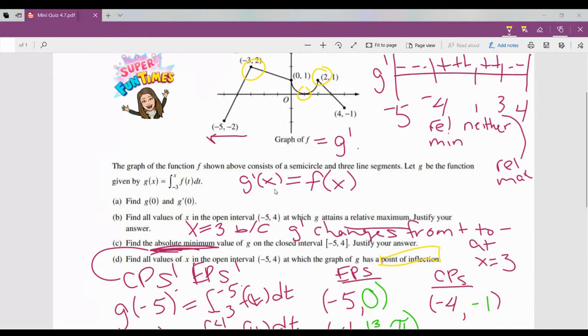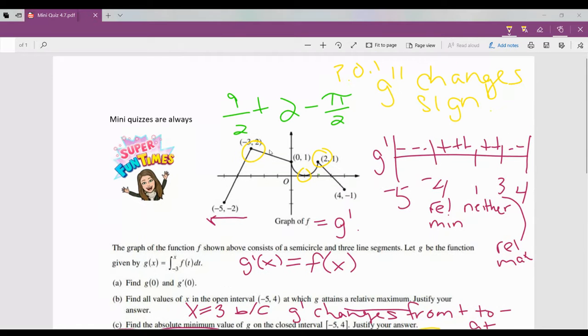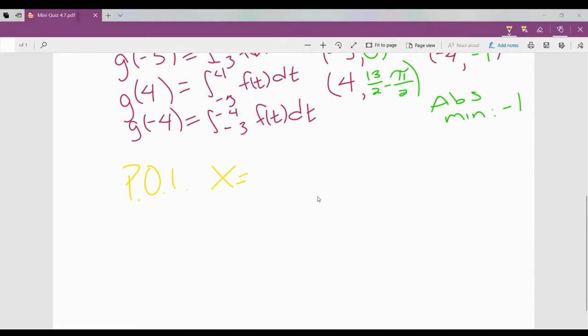So we've got 3 points of inflection. So my points of inflection are x equals, and now just to refresh our memory, -3, 1, and 2. And that is because G double prime changes signs. Okay, so that's my explanation for that. All right, and that is it with that graphical analysis.